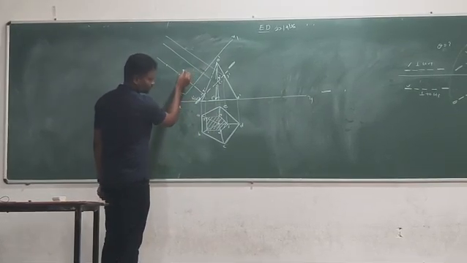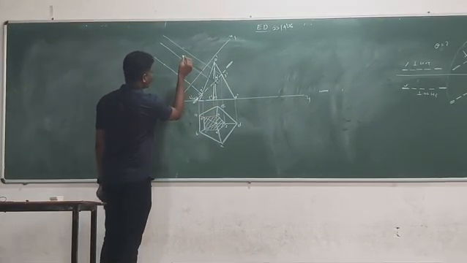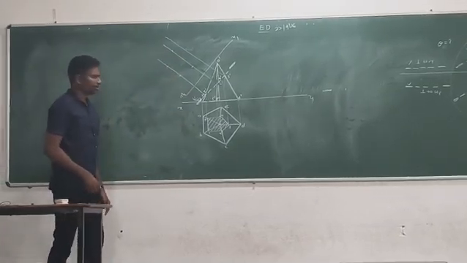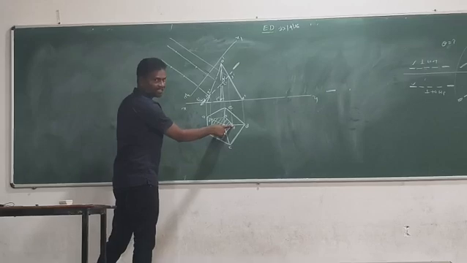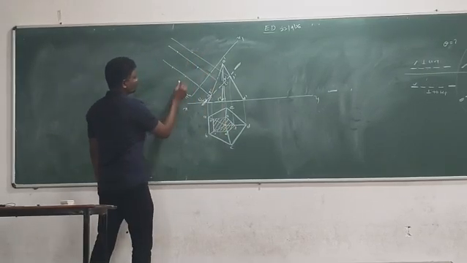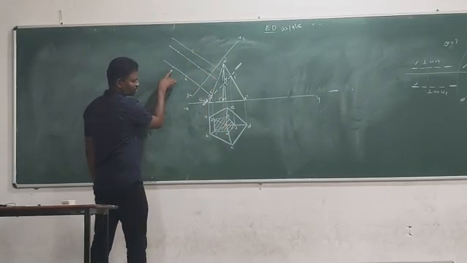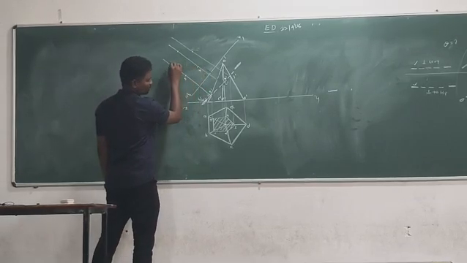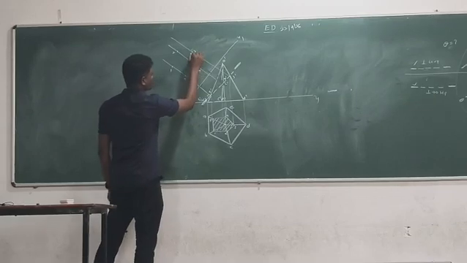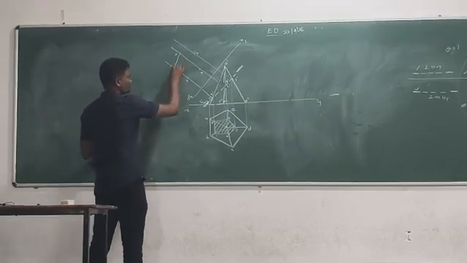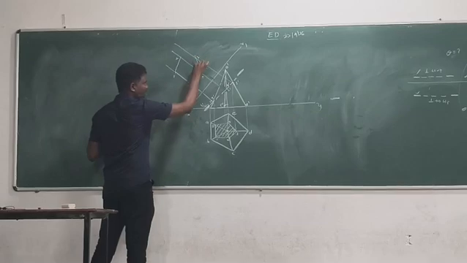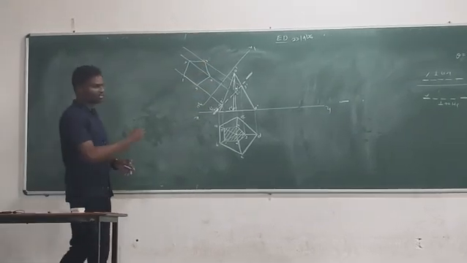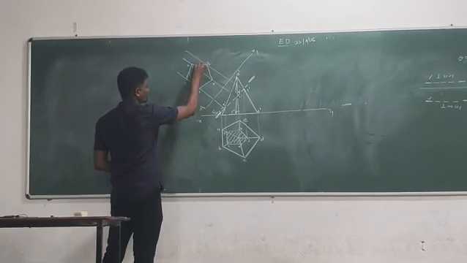Now, it will be 4. It will be 2. Next, you measure the distance of cutting point 3, and you put it here. Now, this will be 5, this is 1. This will be 4, 2, 3. Okay, join. This is our true shape of the section plane.